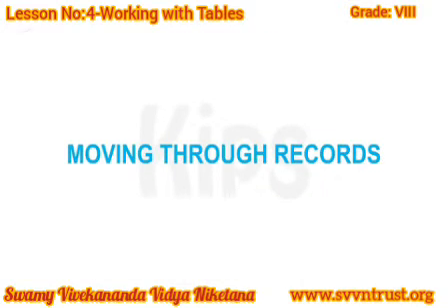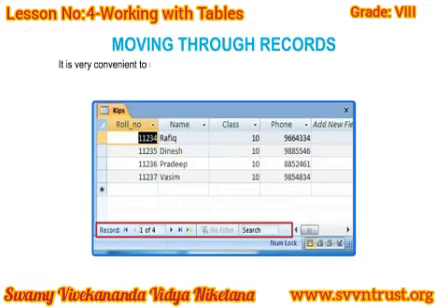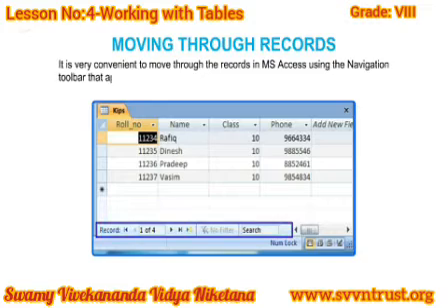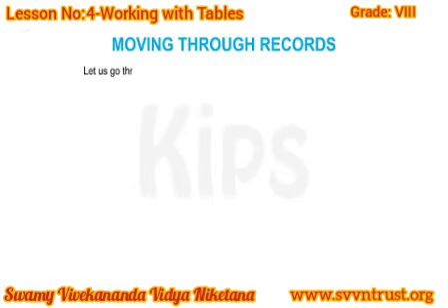Let me explain how to move through records. It is very convenient to move through the records in MS Access using the navigation toolbar that appears at the bottom of a datasheet. Let us go through each record through the available icons as shown above.